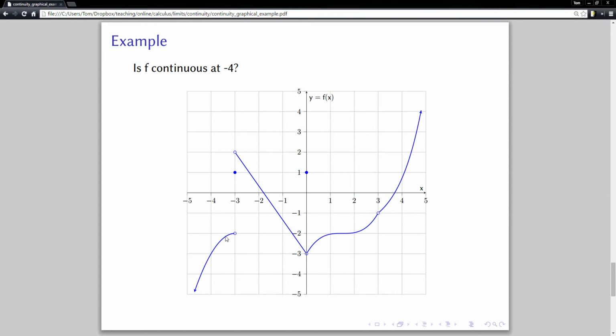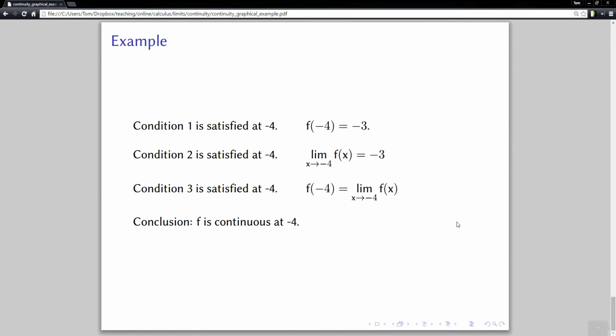The two-sided limit as x goes to -4, if I come from the right, I'm going to here, which is -3. If I'm coming from the left, I'm headed to that same point, which is -3. So the two-sided limit exists and is equal to -3. And so the third condition was that the function value, in this case -3, is equal to the two-sided limit, which is also -3. So condition 3 is met here for this point at -4.